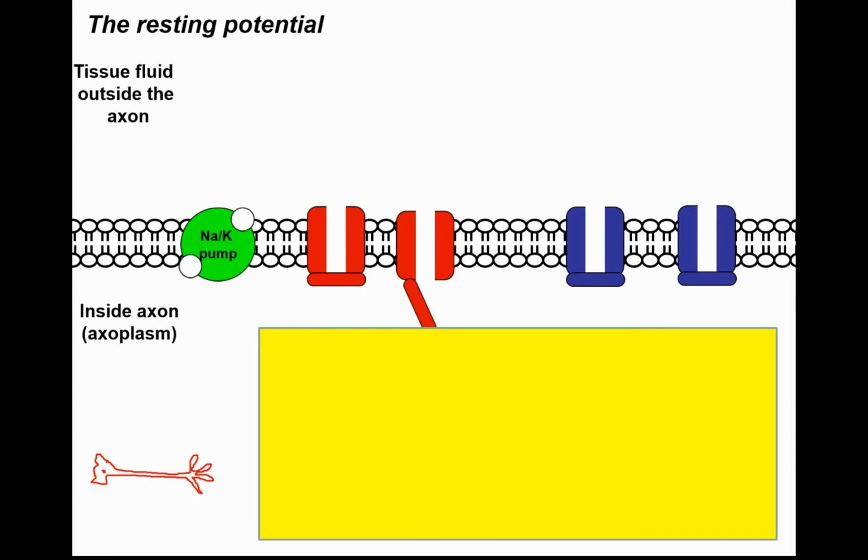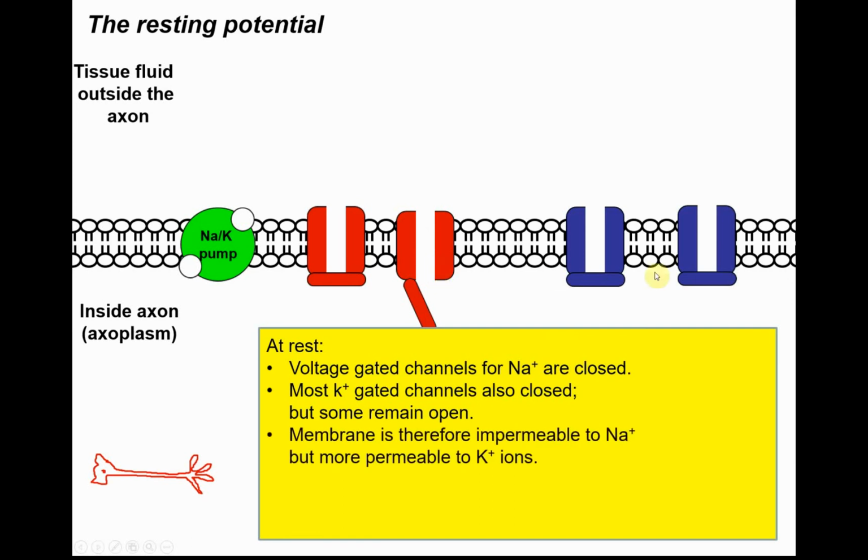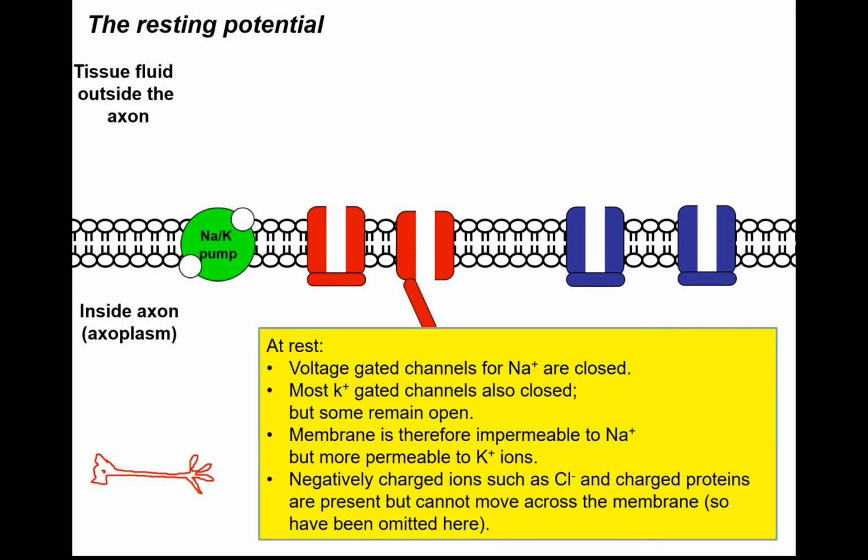So at rest, which is a bit of a misleading statement as we'll see later on, at resting potential, which is this voltage, the sodium voltage gated channels are closed. Here are our sodium voltage gated channels. You can see the gates are shut, so ions can't move through. Most of the potassium gated channels are also closed, but some of them remain open. So the membrane is therefore pretty much impermeable to sodium ions, but more permeable to potassium ions.